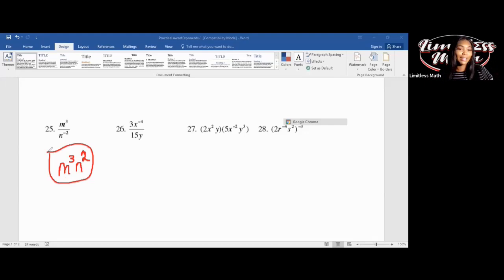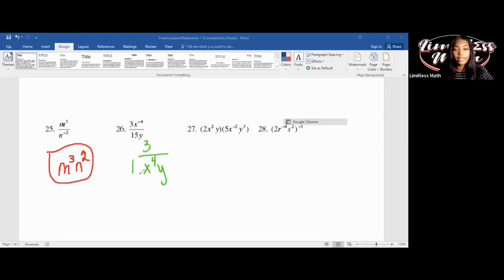26, once again, a fraction, which would make me think I might have to use the quotient rule, but you want to pay attention. Do you have powers with the same base? And we don't, right? We have an X, we have a Y. But we do have an unhappy X. It has a negative 4. It's not happy. So we need to change its position. We can bring it down. And a lot of people like to keep the variables in alphabetical order. You don't have to, but a lot of people do. So you might want to put X to the 4th in front of the Y.